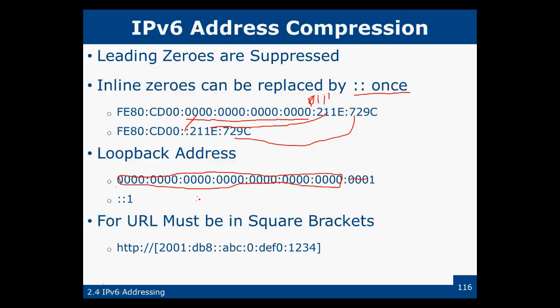If we just have a double colon, that is the unknown IP address, which is like the 0.0.0.0 in IPv4, where we're trying to find something, but we don't have an IP address yet. If you use IPv6 for a URL, you've got to put it in square brackets to get to the IP address.